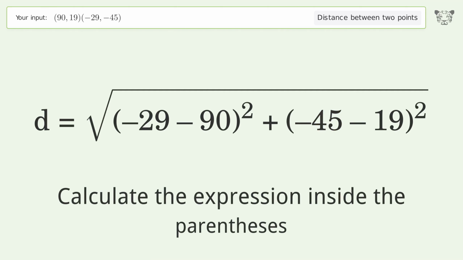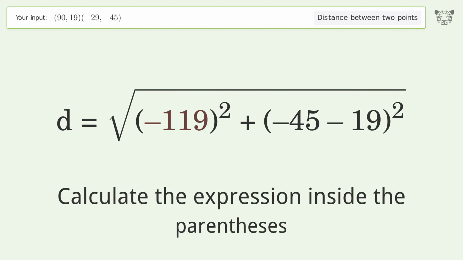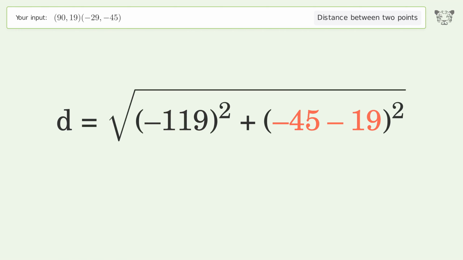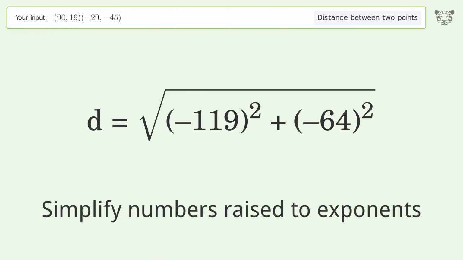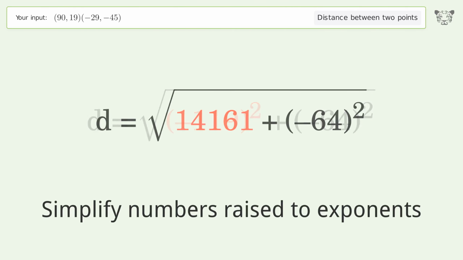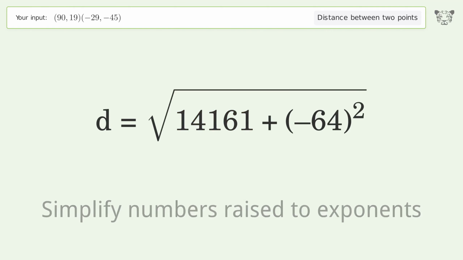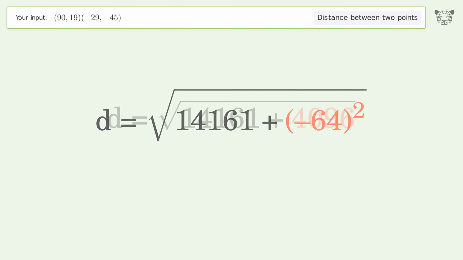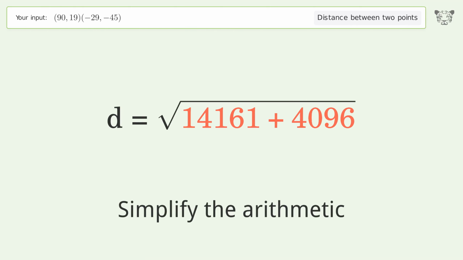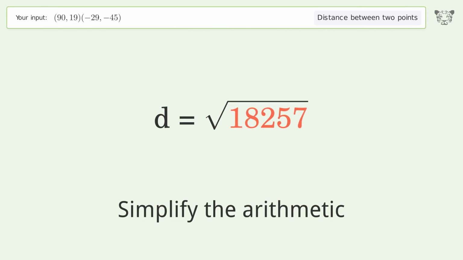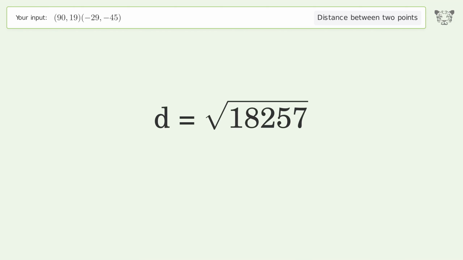Calculate the expression inside the parentheses. Simplify numbers raised to exponents. Simplify the arithmetic. And so the distance between the 2 points is the square root of 18,257 or 135.118.